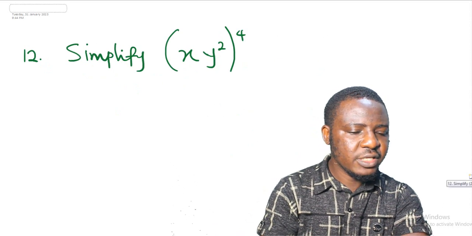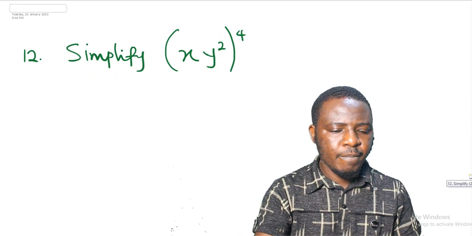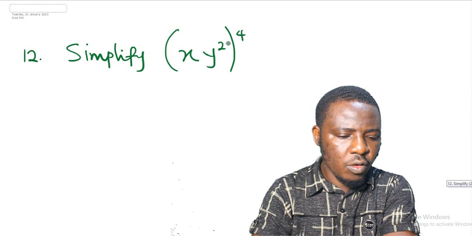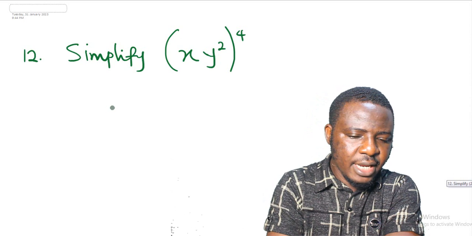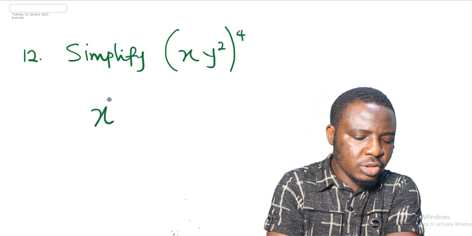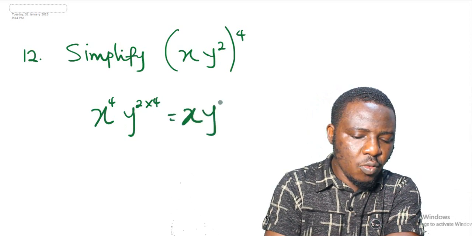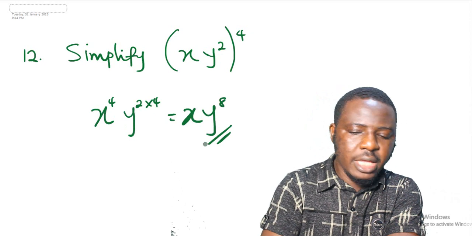Question number 5 says we should simplify xy squared all raised to the power 4. This can be simplified to x raised to the power 4, y raised to the power 2 times 4, which is equal to x to the power 4, y to the power 8.